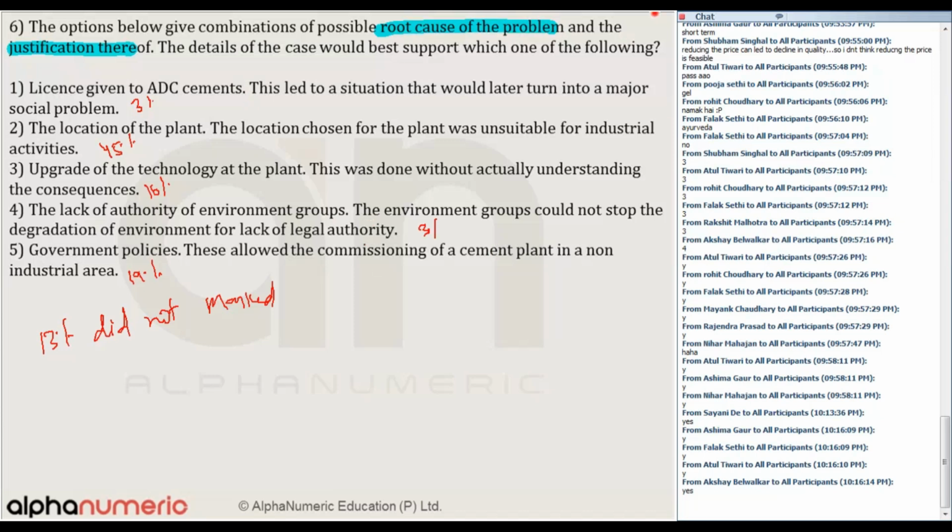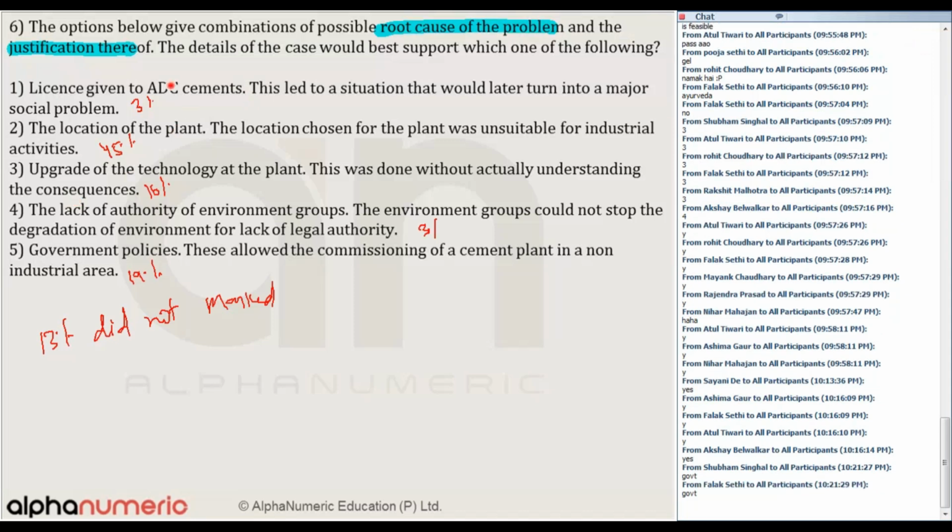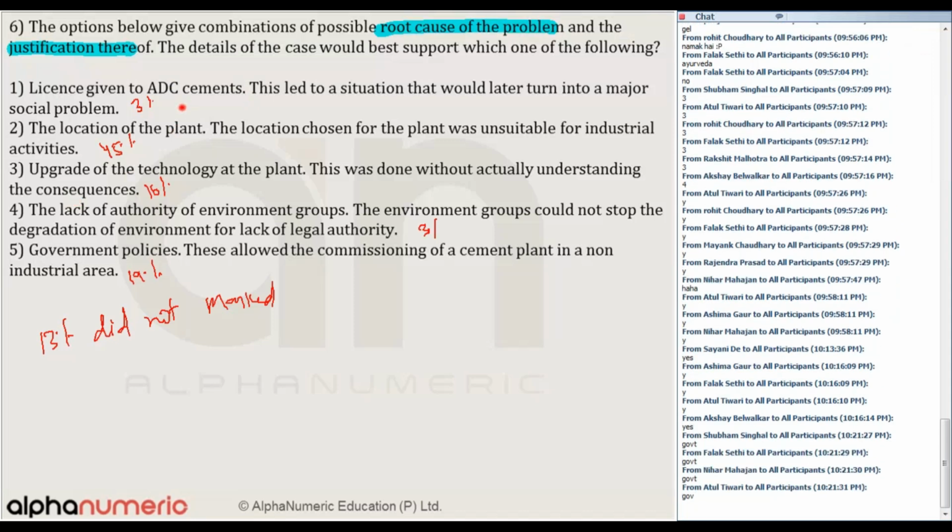Who is going to give the license to the ADC cement? Please tell me. Yes, of course the government. Madam, I can say easily that almost everything covered in the first 4 options is a part of the government policies here. So the major issue is the policy of the government. So option number 5 almost includes all the options.